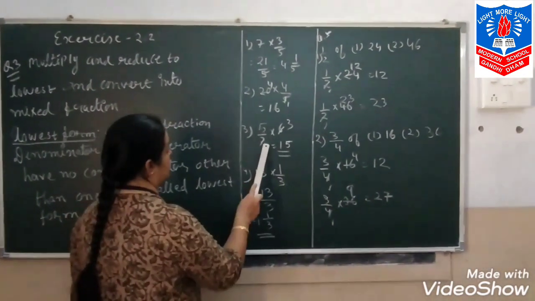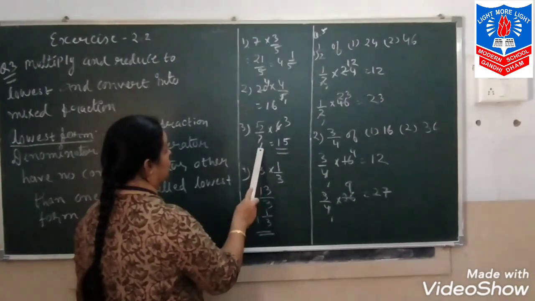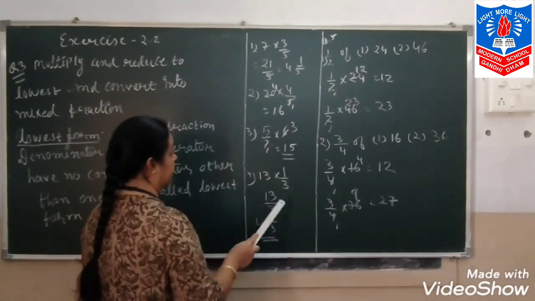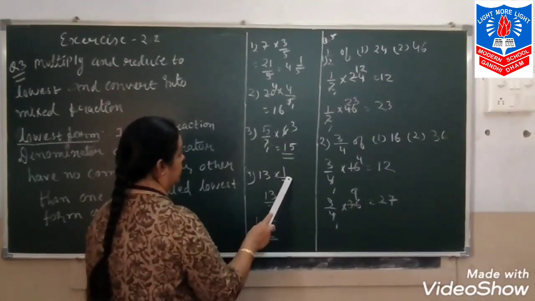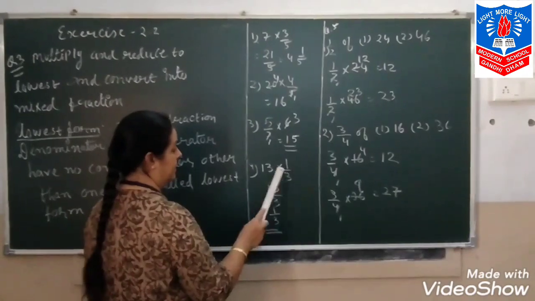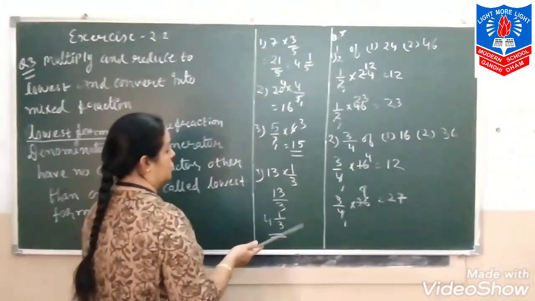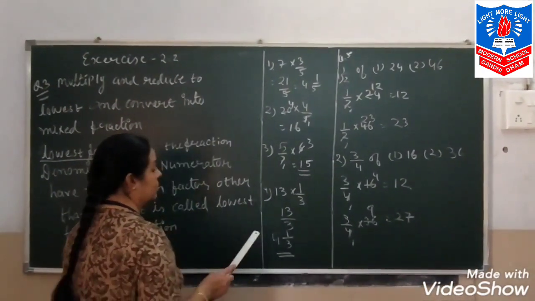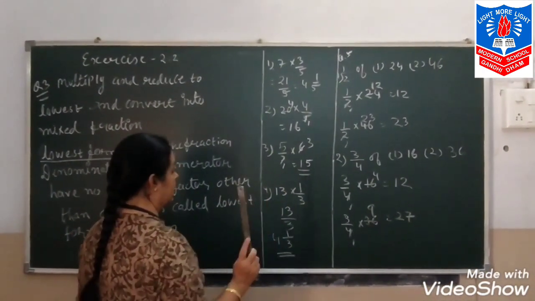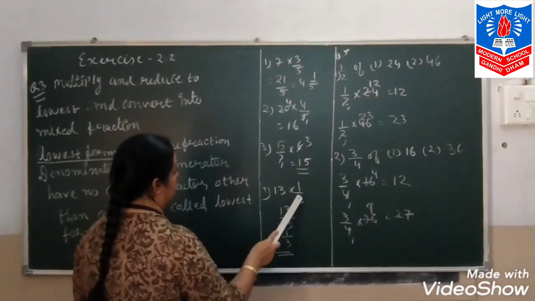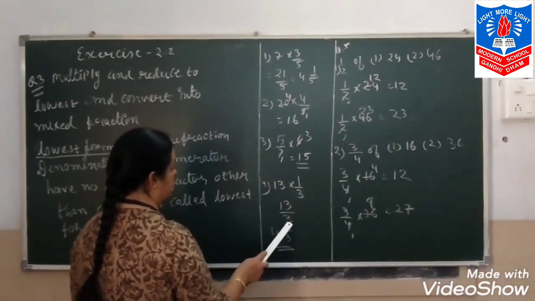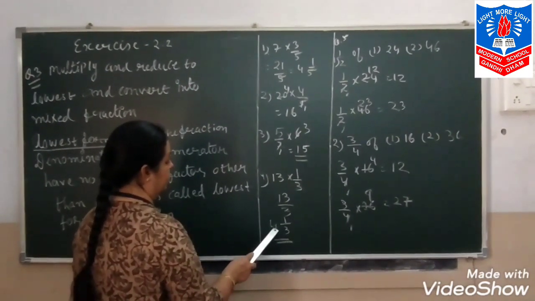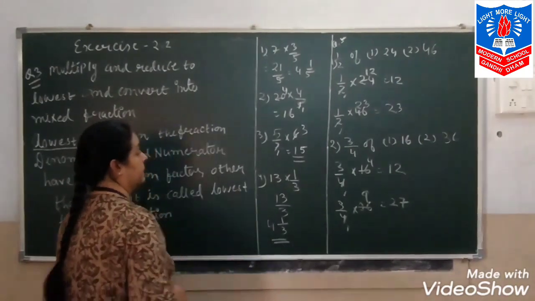Here is 5 upon 2 into 6. 2 ones are 2, 2 threes are 6. 5 ones are 5. Then 13 into 1 by 3. See, 3 is a prime number, 13 is also a prime number, so the common factor is only 1. So 13 into 1 is 13 upon 3. So we convert into a mixed fraction. 3 fours are 12, 1 remaining, so 4 integer 1 by 3.